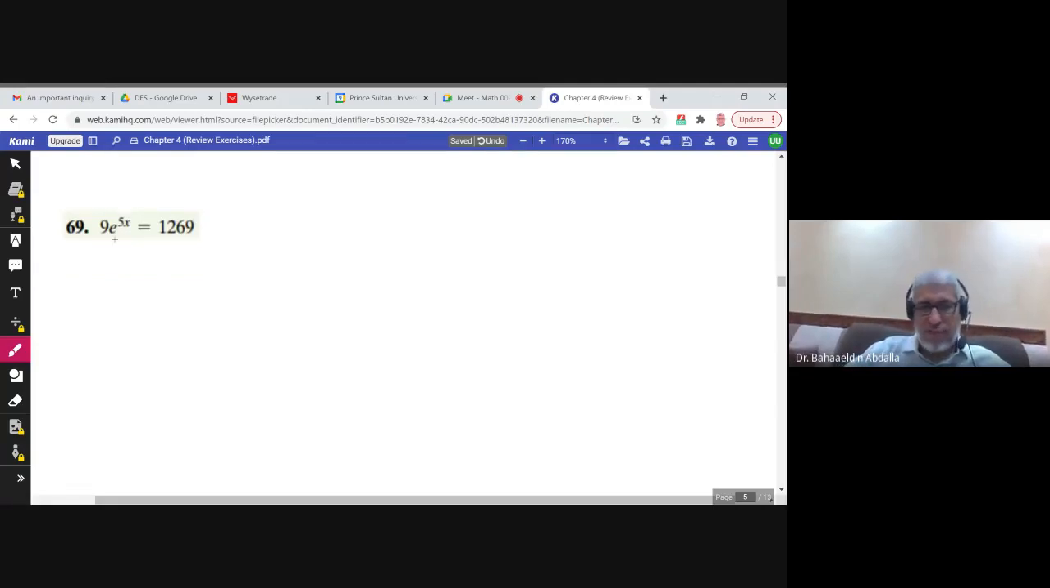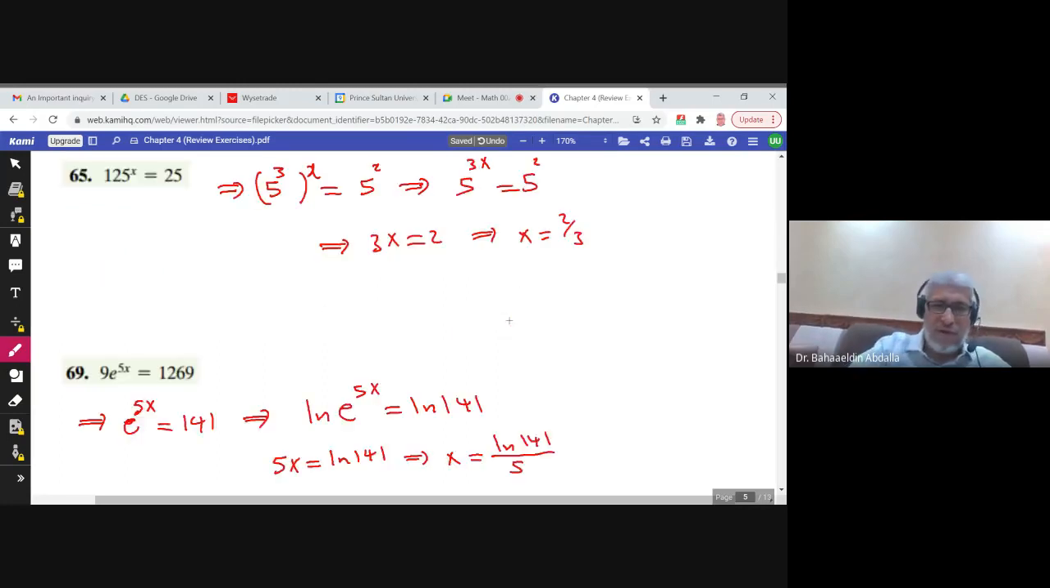To solve this one, I have to divide first by 9, because I cannot apply ln unless I have e to the power alone, isolated on one side. So I start by dividing both sides by 9. 1269 over 9 is 141. Now I can apply ln to both sides. And we know that ln and e cancel each other, and we have 5x equals ln 141, or the answer is ln 141 over 5.